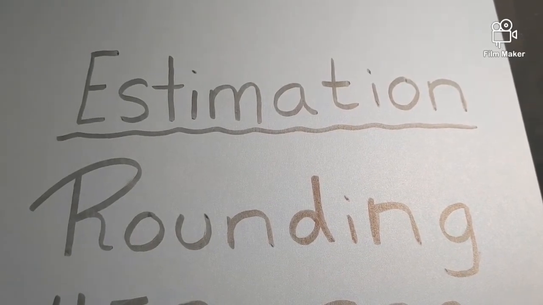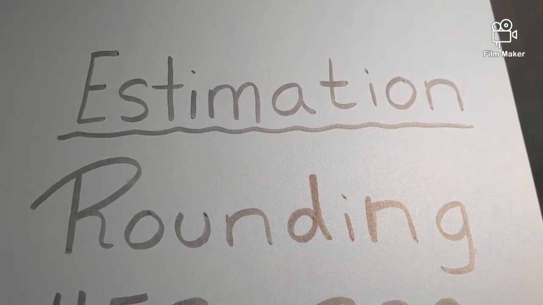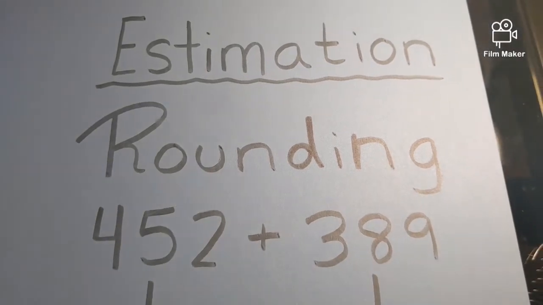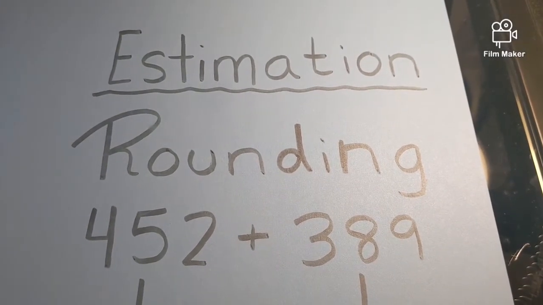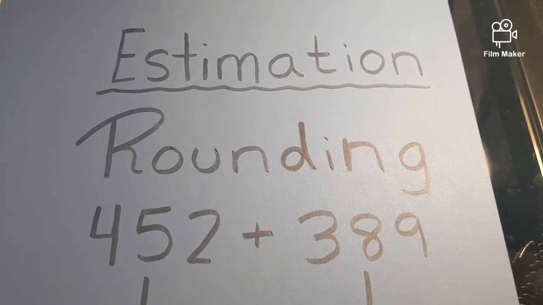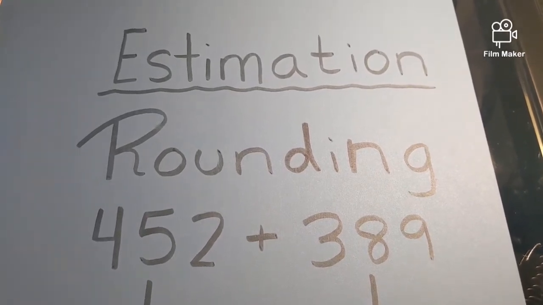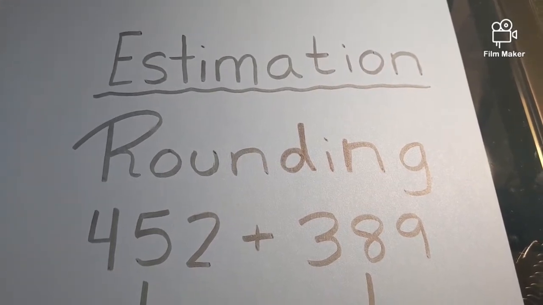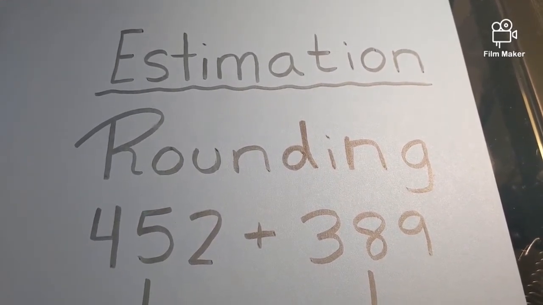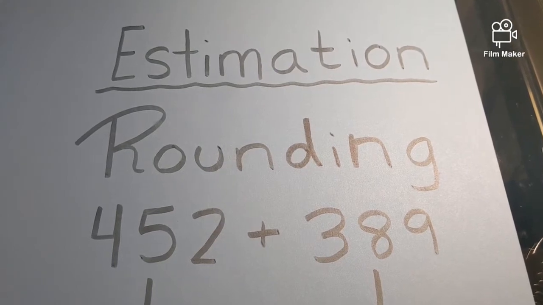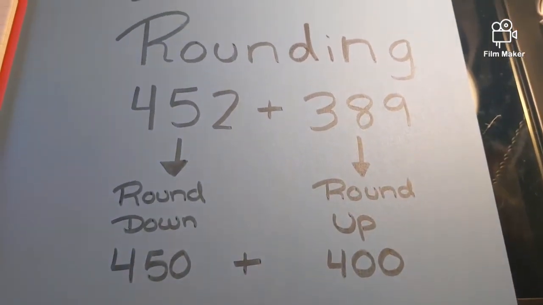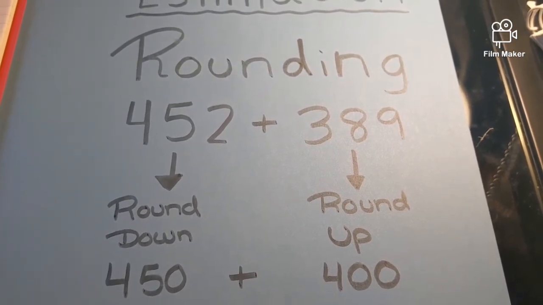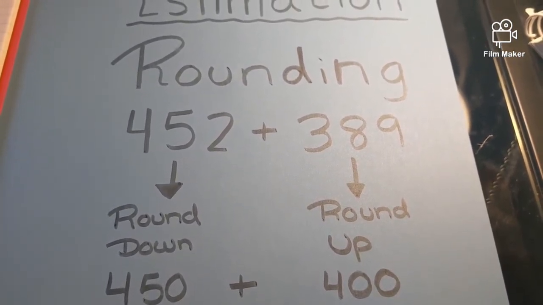To do this, we will use the estimation strategy of rounding. When rounding, we need to round to the nearest place value. For 452, I would ask students whether it is closer to 450 or 500. We would round to 450 because 452 is closer to 450 than it is to 500. For 389, we would round to 400, the nearest 100, because it is closer to 400.